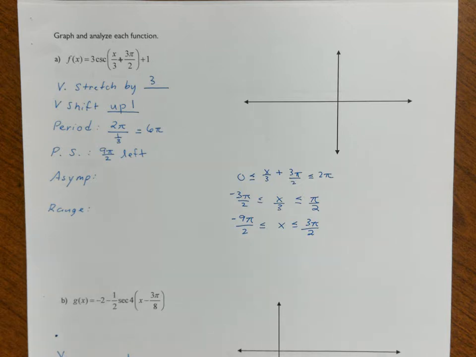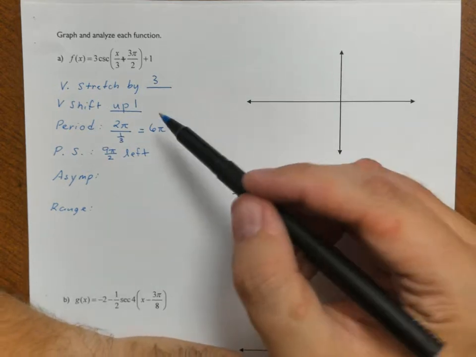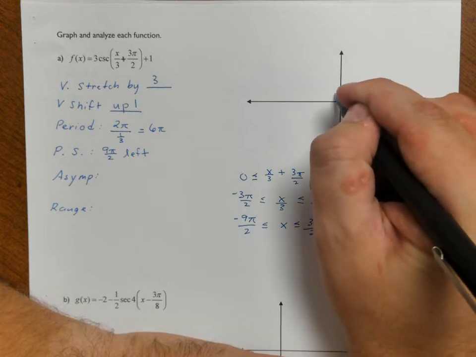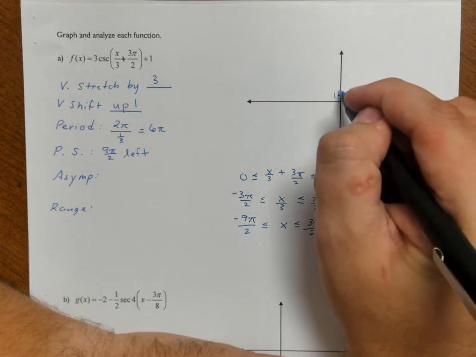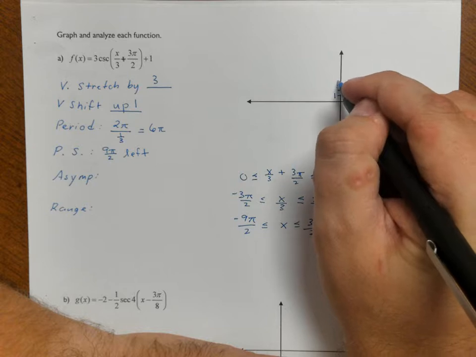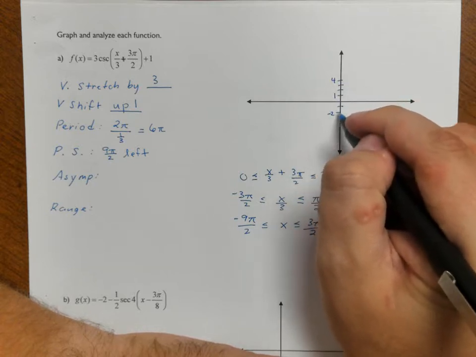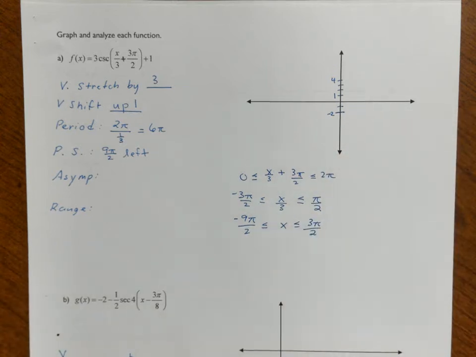Now if I want to graph this, I'm going to start off setting it up much the same way as I would for a sine or cosine. I shift up 1 and I have a vertical stretch by 3. Here's 1. My stretch is 3. That means I need to go 3 units above that and 3 units below. So that takes me down to -2 and up to 4.